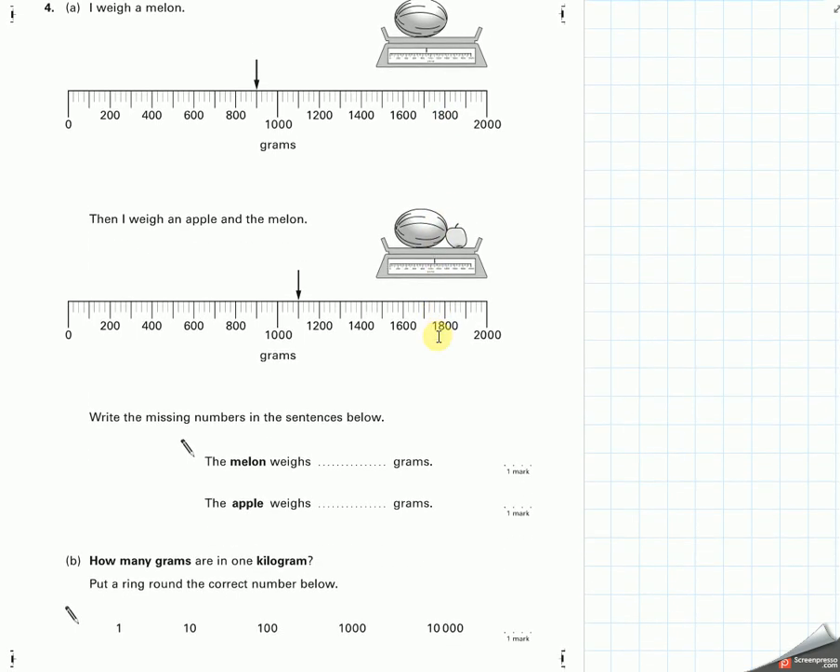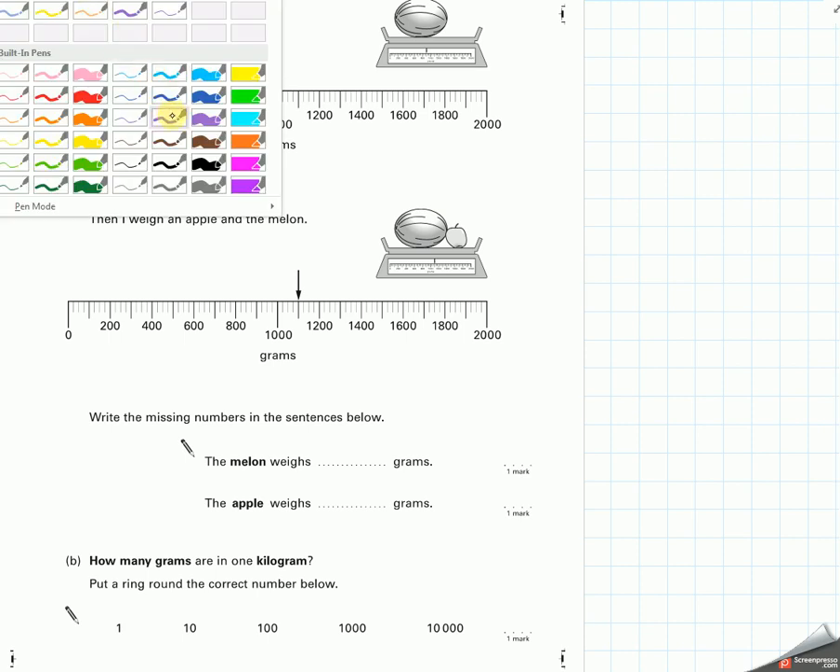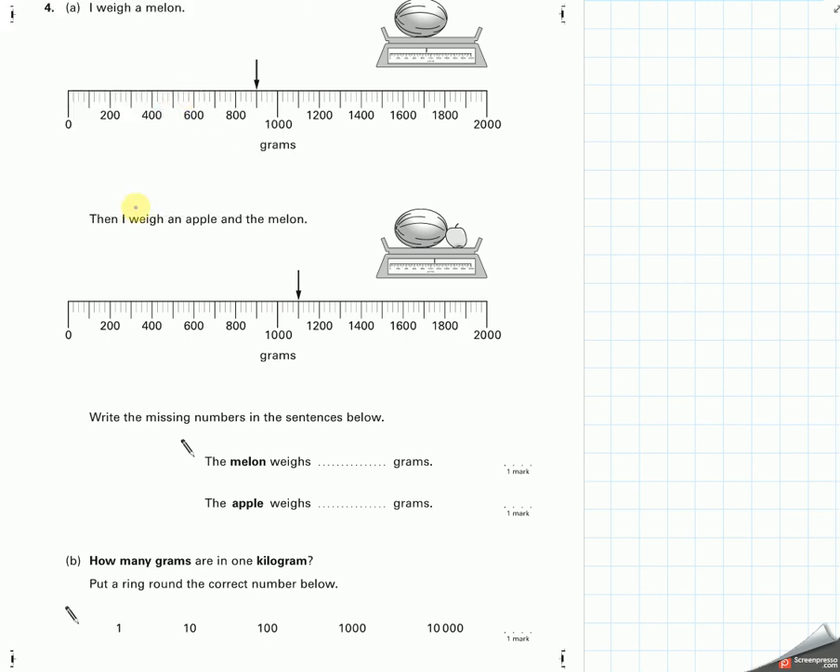Question 4 is about finding measures and measuring things on scales. So we look at our scale. I want to measure this melon. We're up to 1,000 grams. These are divisions of 200. So halfway is 100 more, and that's 900. So that one, you can say 900 grams.